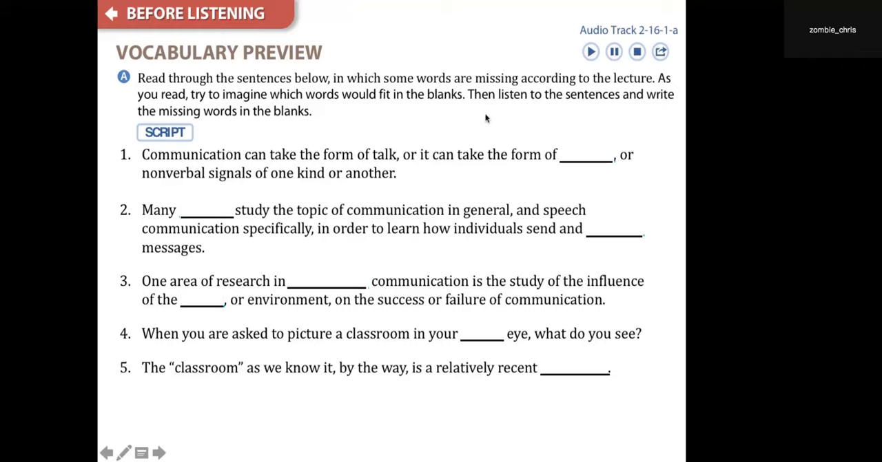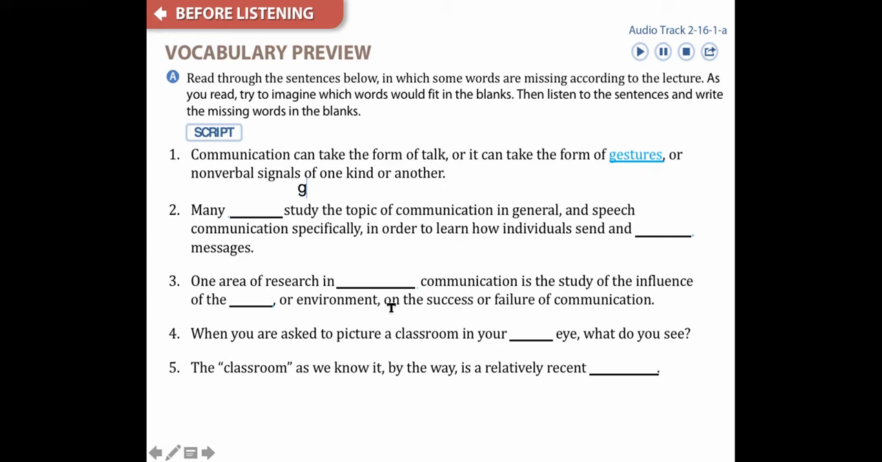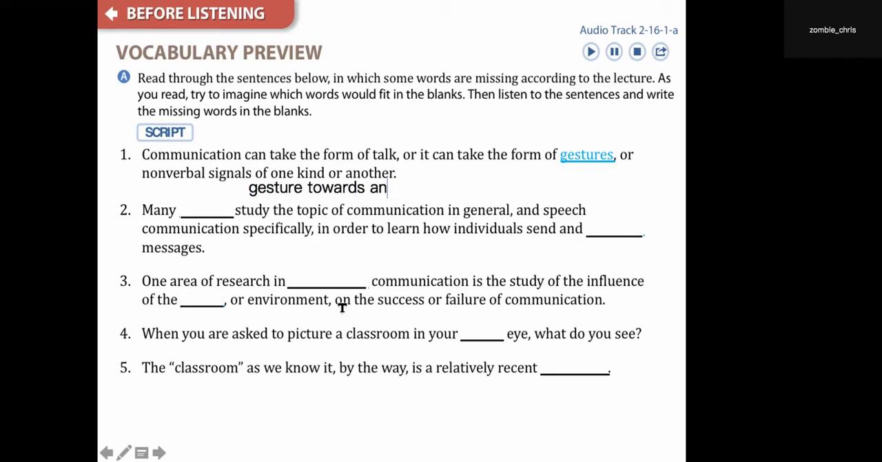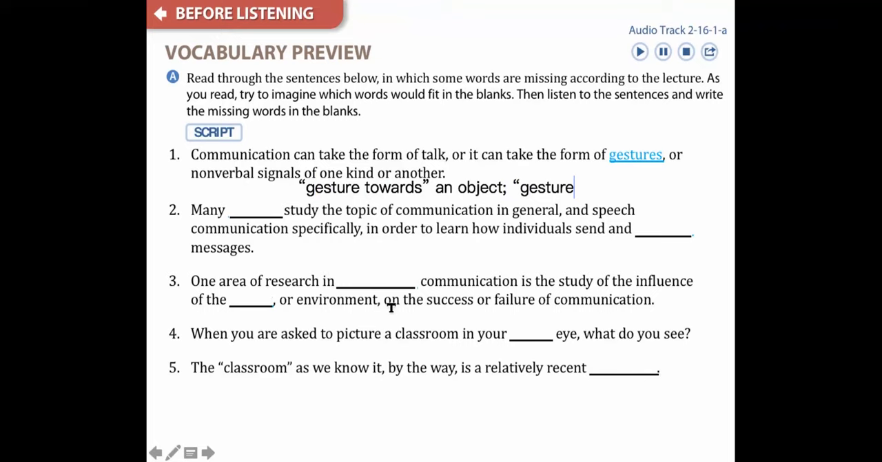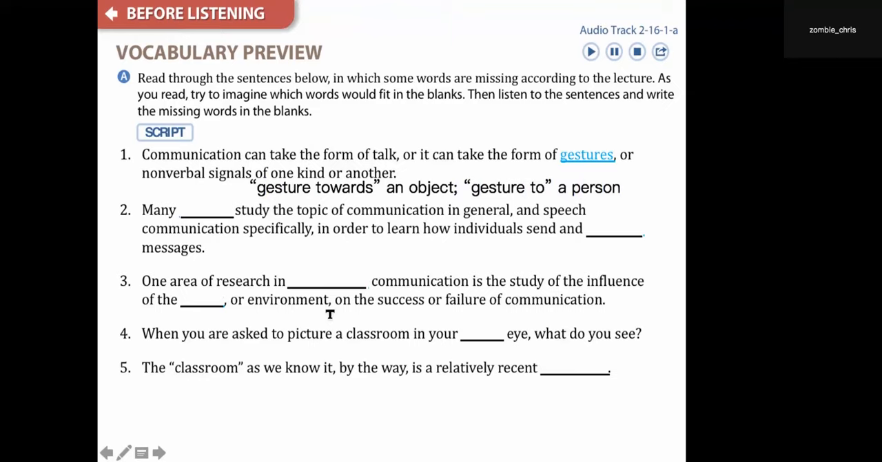Okay, so communication can take the form of talk or it can take the form of gestures. With this particular verb, we have to be careful, so we gesture. We gesture towards an object. But we gesture to a person. So we gesture towards an object. He gestured towards the door and we left.